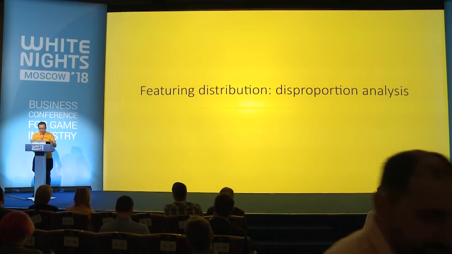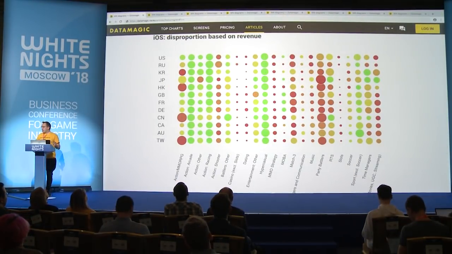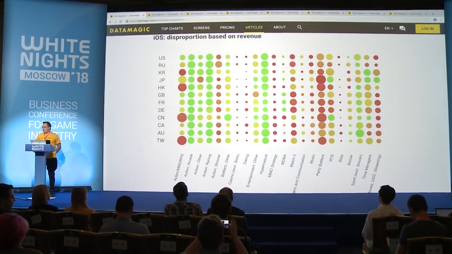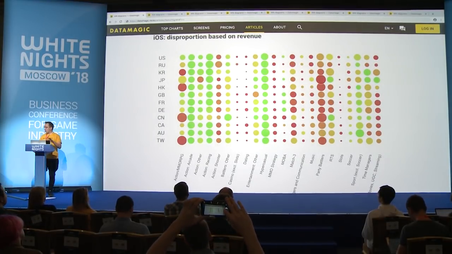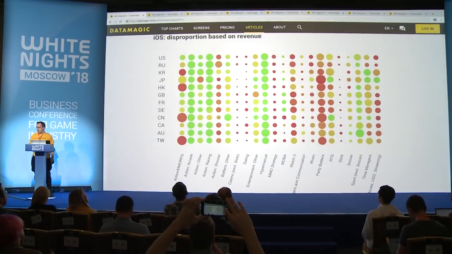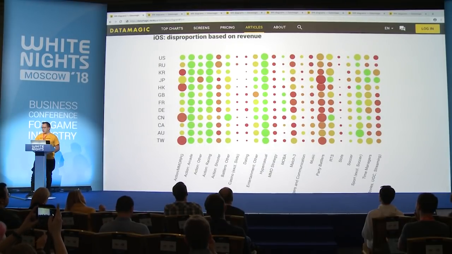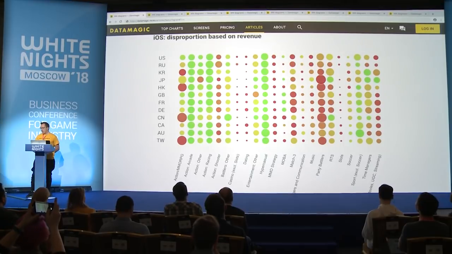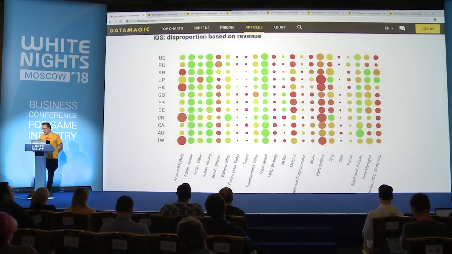So here I have a complicated graph. Each circle stands for a genre in a particular country. The size of a circle means a share of the whole featuring capabilities in each particular country. The color stands for disproportion. So merry green circles stand for positive disproportion of 5x or more, and bloody red circles stand for negative disproportion of 5x and more. So here we can see some green columns and some red columns.